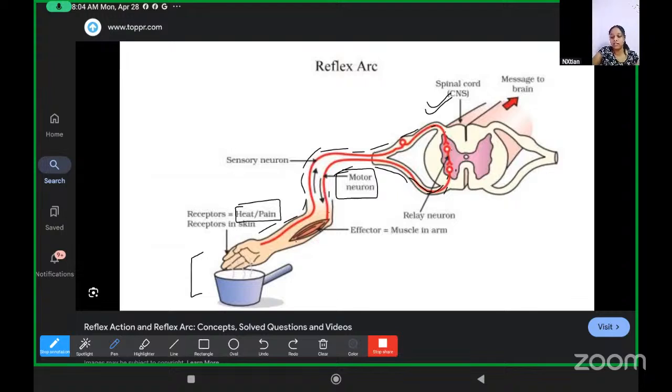Now, if you can see forward, there is a message to the brain. There is a further pathway, but that is for voluntary actions. But for involuntary actions, where a very quick response is needed, it quickly happens through the spinal cord itself. And this process doesn't even take seconds. It just happens in milliseconds.